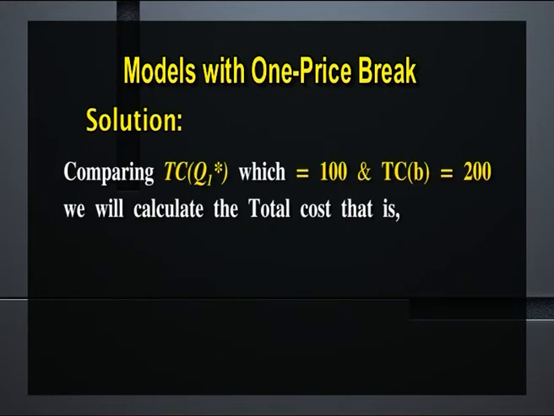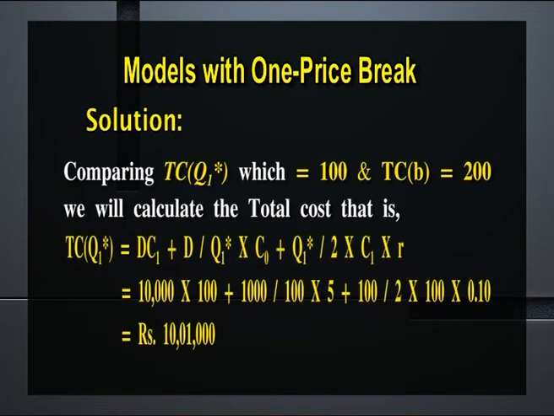Comparing TC of Q1 star and TC of B, where B is equal to 200, we calculate the total cost. TC of Q1 star is equal to D C1 plus D by Q1 star into C naught plus Q1 star by 2 into C1 into R, which is equal to 10,000 into 100 plus 10,000 by 100 into 5 plus 100 by 2 into 100 into 0.10, equal to ₹10,01,000.